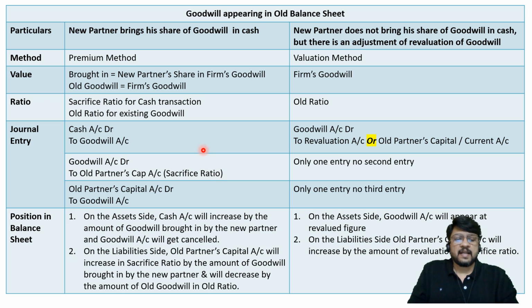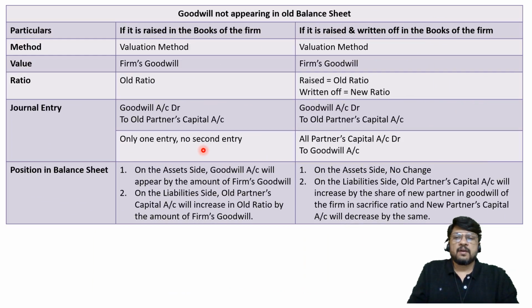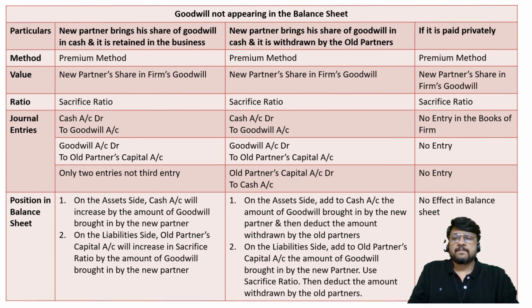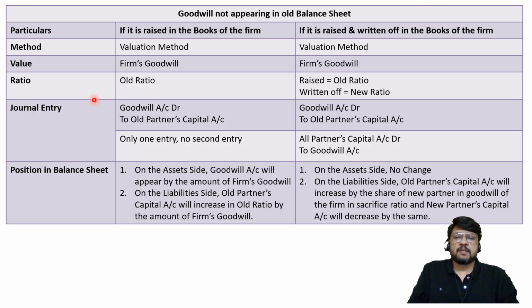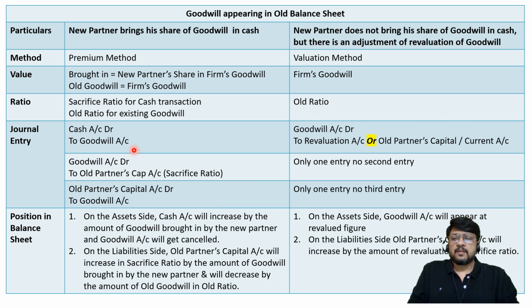These two entries are exactly the same as in our second situation. If you remember, cash account to goodwill, goodwill account to old partners, in which ratio? Sacrifice ratio. Same thing is done by me. But the third entry is extra: that existing goodwill, the firm's goodwill, will have to be written off. And remember, we are not going to use the new ratio, but we are going to use the old ratio. Entry will be old partners' capital, not all partners' capital. Repeating for the last time, old partners' capital account debit to goodwill account.